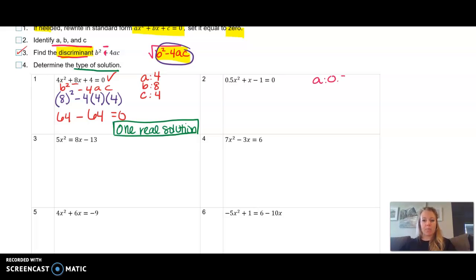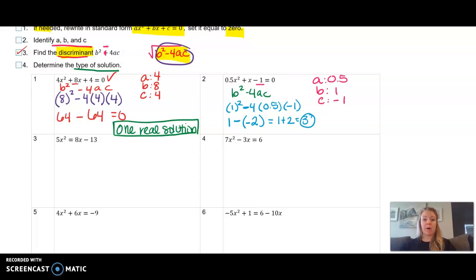So A is 0.5 this time, B is 1, and C is -1. So when I do my discriminant, b squared minus 4ac, b is 1, a is 0.5, and c is -1. Okay, so I notice this is going to make this negative. So 1, minus 4, right? Or I'm going to keep this negative, and 4 times 0.5 times -1, that's going to give me -2. Well, those two negatives make a positive, so I get 1 plus 2, which is 3.